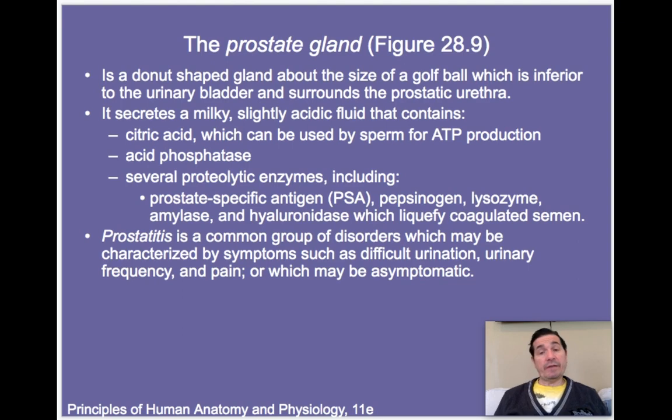And a lot of men, as they get older, will have prostatitis, which is basically an inflammation. And I want you to think about this. Here we have this donut structure. Typically what happens is if it gets inflamed, it then narrows the opening. And that's where the urethra goes through. So if it cuts it off, it causes the individual to have an inability to urinate.